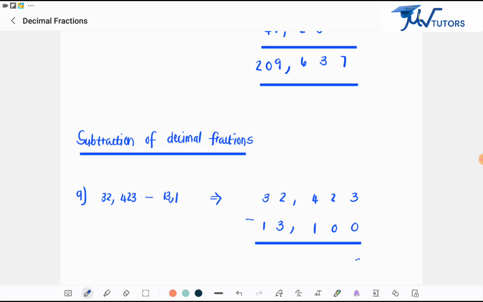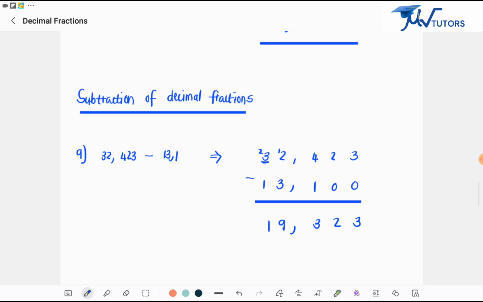Okay, so now we have 3 minus 0. What is that? That's just simply going to be 3. And then 2 minus 0 is just going to be 2. 4 minus 1, that's going to be 3. Okay, now 2 minus 3, you know that we need to just borrow 1 from this 3 here. So we're going to have 12 minus 3. Okay, so that's 9. Now when we borrowed the 1, we were left with 2. Now we're going to say 2 minus 1, and that's basically 19.1.